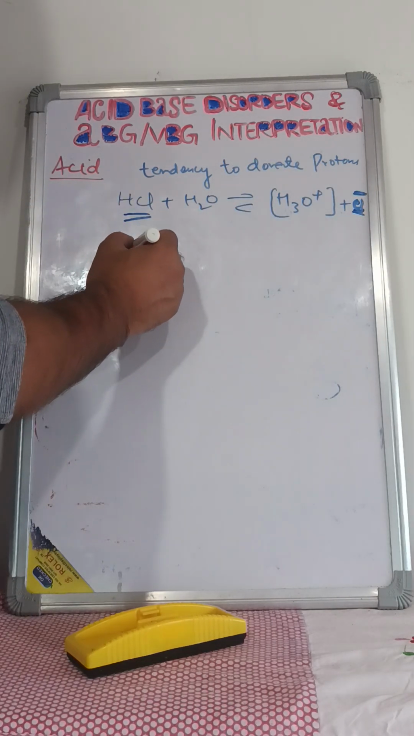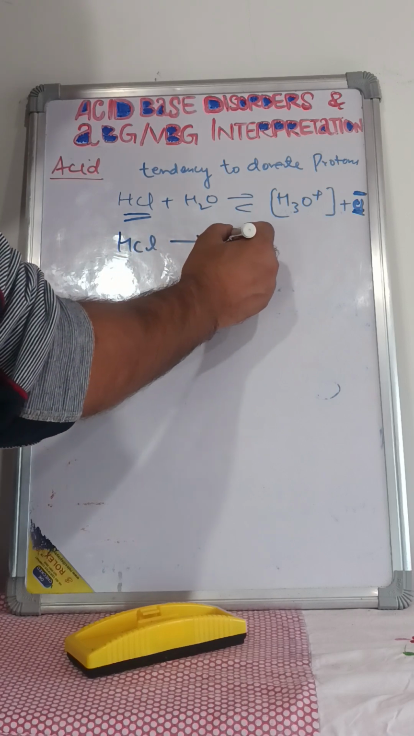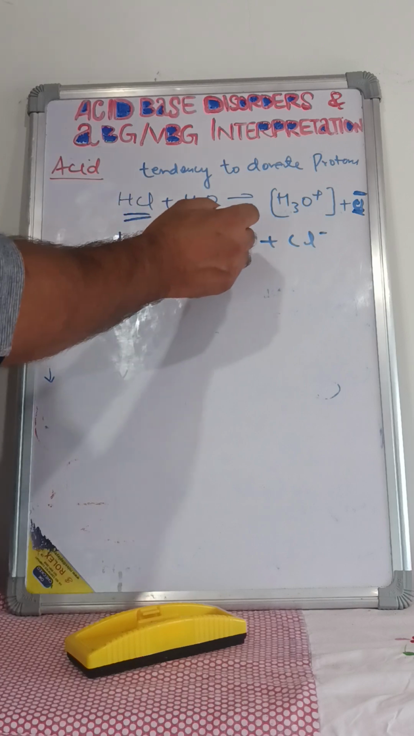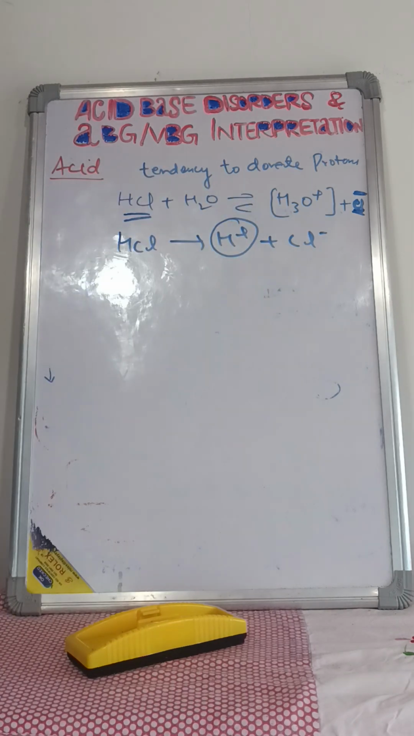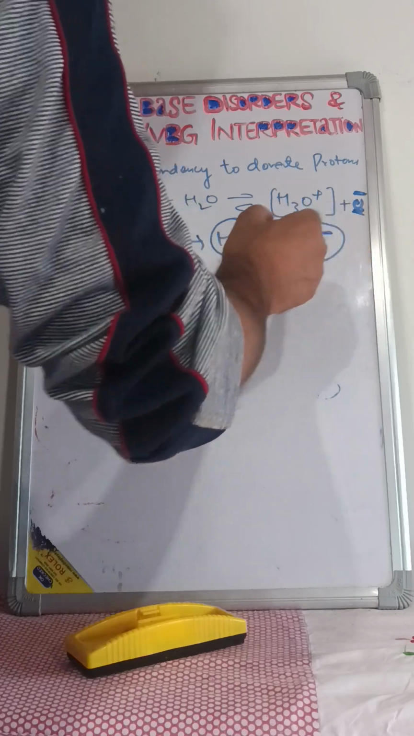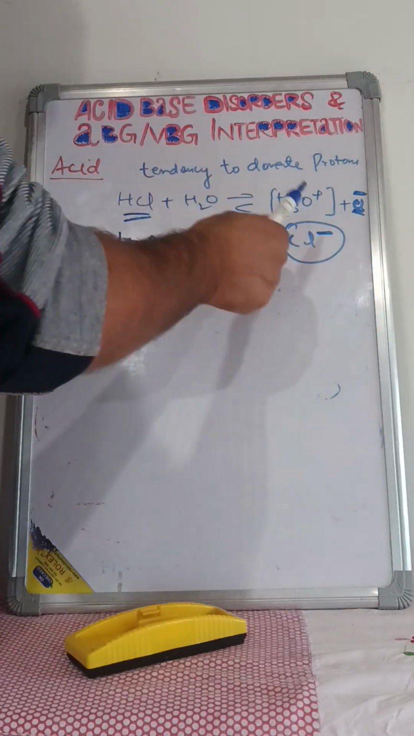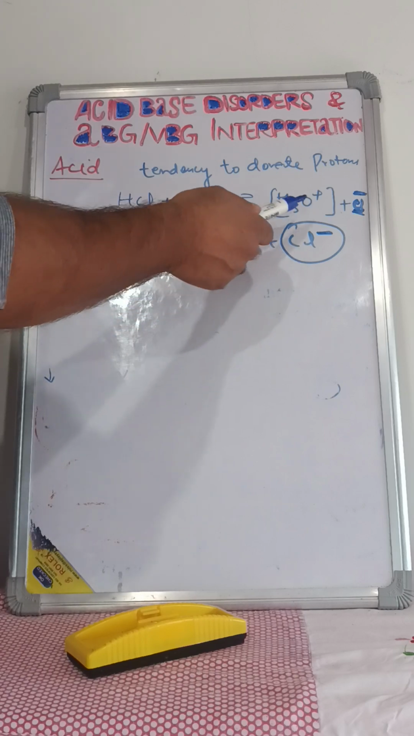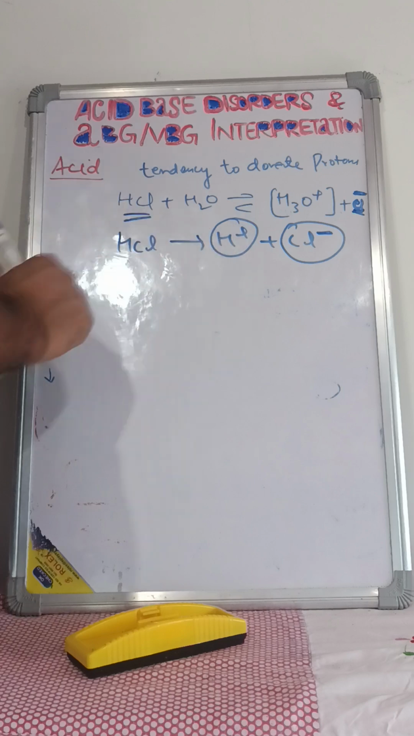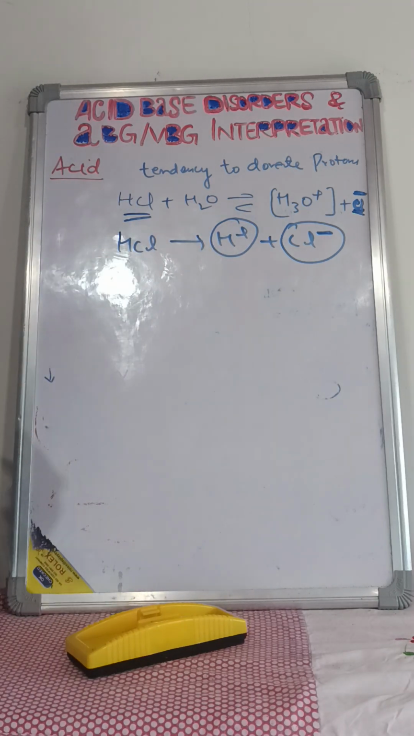Similarly, HCl gives H positive plus Cl negative. HCl has donated proton, that means this is an acid. And this chlorine Cl negative, this is its conjugate base. Conjugate base means any chemical species which has the tendency to accept protons. So this is the acid.